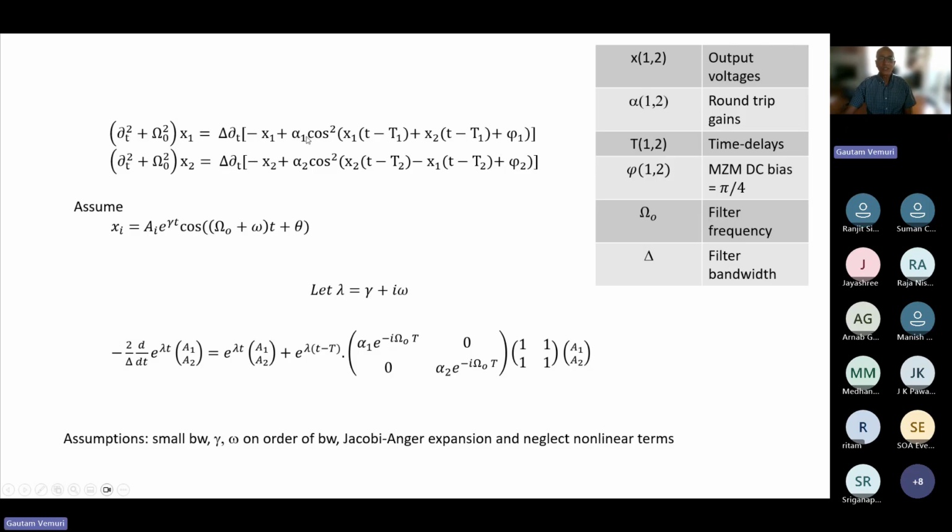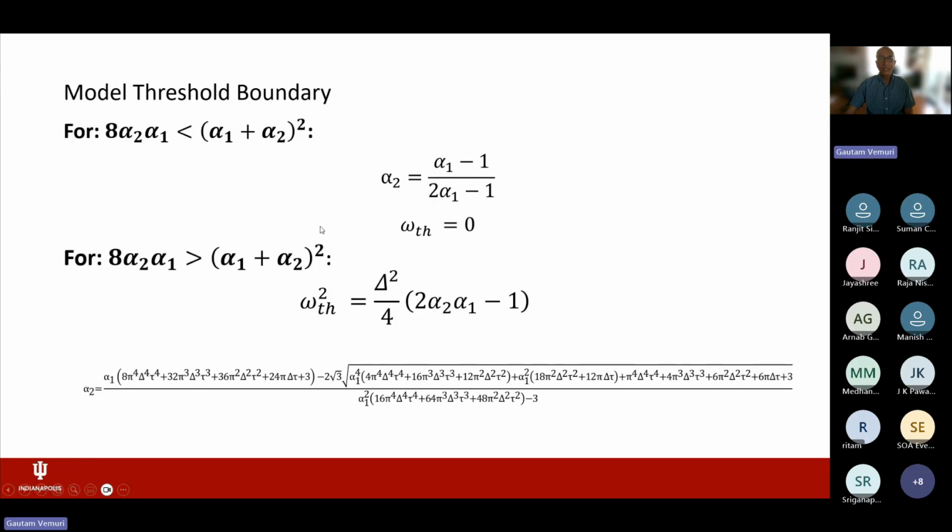Now, anytime you have these cosine squareds and things like that, one thinks of the Jacobi-Anger expansion. This is if you're trying to do an expansion of functions that have a trigonometric quantity in the exponential. So it leads to Bessel functions of the first kind. So we assume that our amplifier has a small bandwidth, and we neglect any nonlinear terms that fall within the amplifier. If we do all this, then we essentially get a condition on, remember, this thing behaves like a laser. So what are the conditions on the gains?